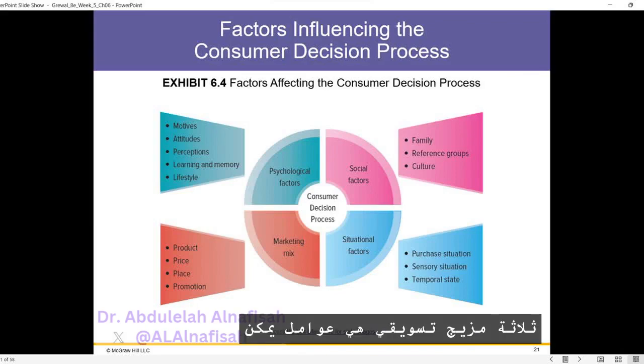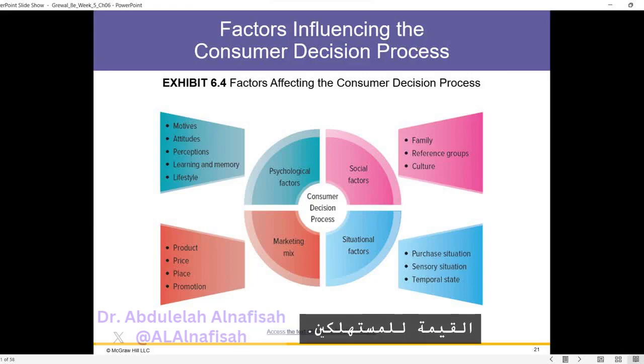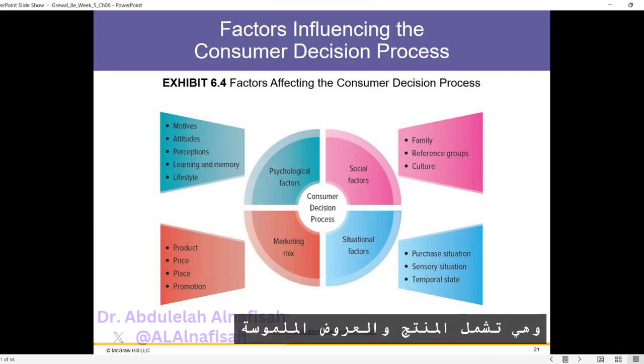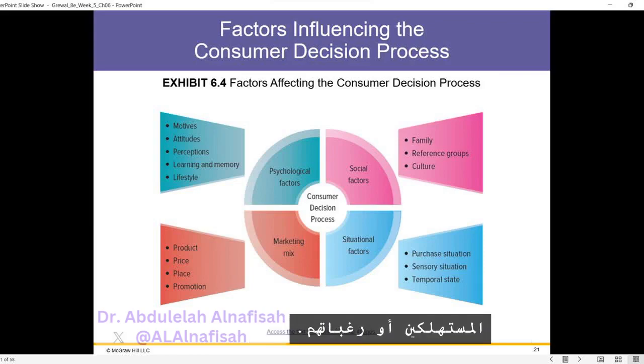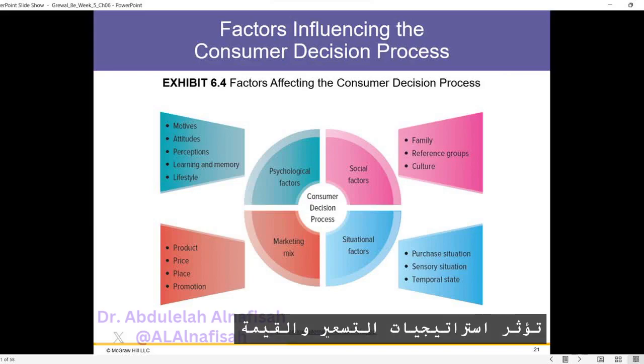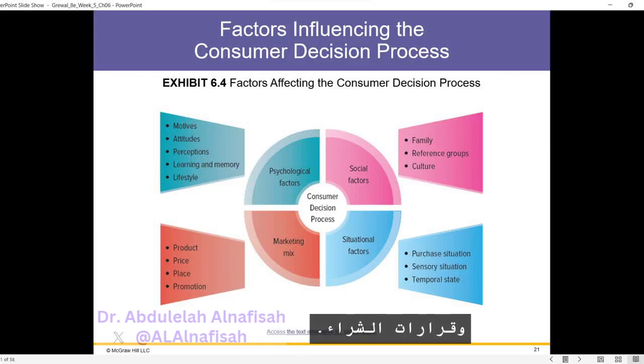3. Marketing mix. These are controllable factors that marketers utilize to create, communicate, and deliver value to consumers. They include product, the tangible or intangible offering that satisfies consumers' needs or wants. Product attributes, features, and branding play a crucial role in consumer decision-making. Price, the amount of money that consumers are willing to pay for a product or service. Pricing strategies and perceived value affect consumer perceptions and purchase decisions.